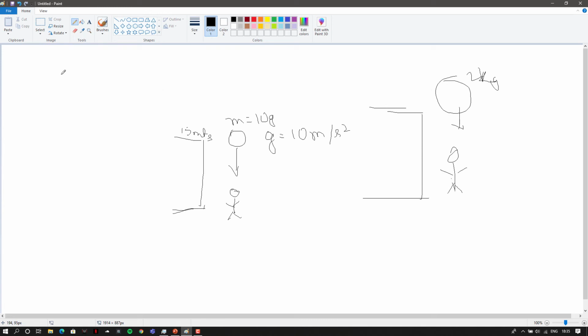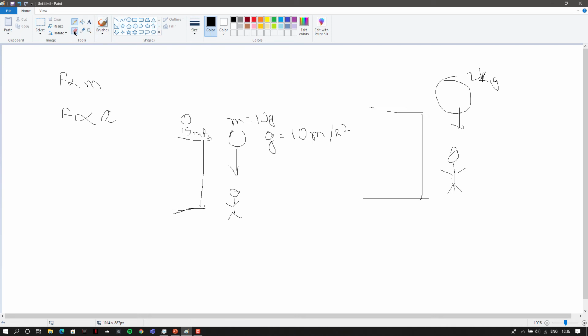So why is this? Because the force is directly proportional to mass, and force is also directly proportional to acceleration. So what happens is, now when the mass is changed, the force increases and it will hit me with more force.